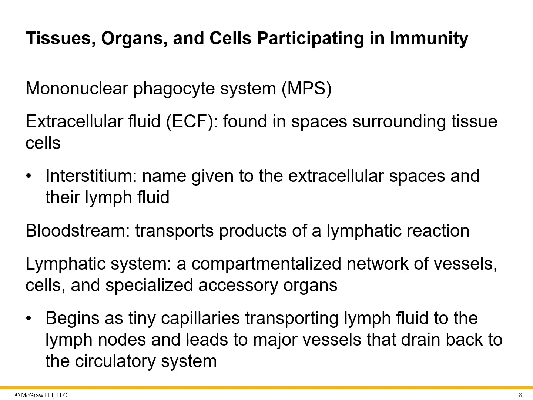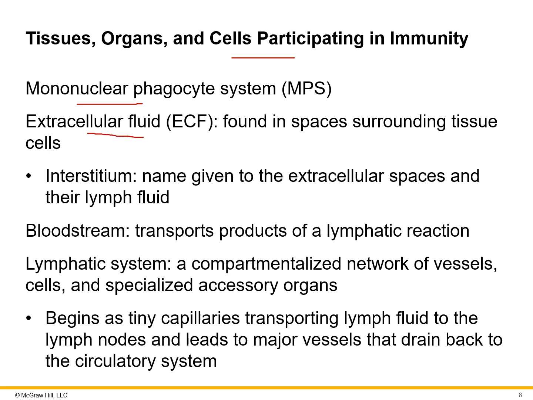So then what are some of the different tissues, organs, and cells that are part of the immune system? So we have the mononuclear phagocyte system. Those are all the cells that can go through phagocytosis. Not every cell can do that, where it engulfs and eats a microbe or a foreign invader. So we have those phagocytes to do that for us.